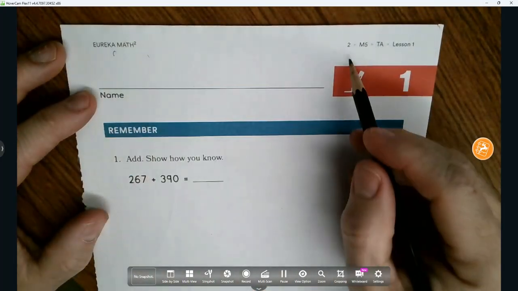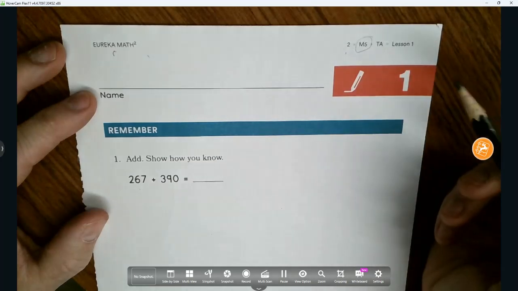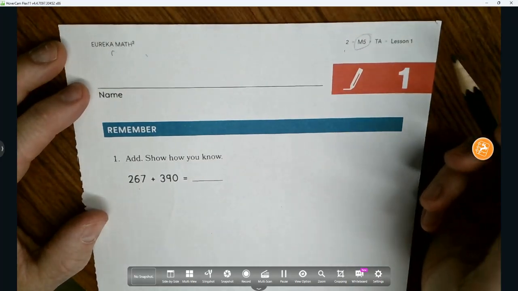This is Eureka Math Squared, second grade, Module 5. I hope that Module 4 test went well. I hope that review helped.